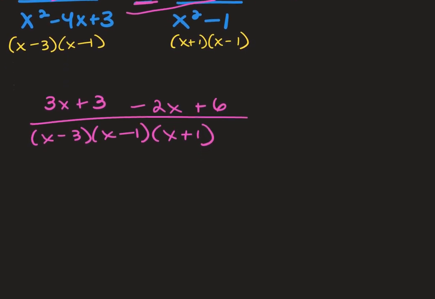And my last step is to combine my like terms. So 3x minus 2x is x, and 3 and 6 is 9.